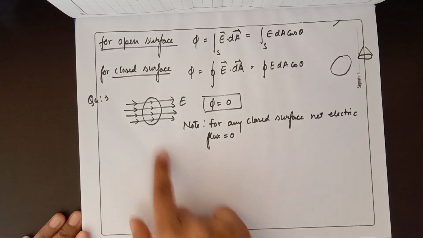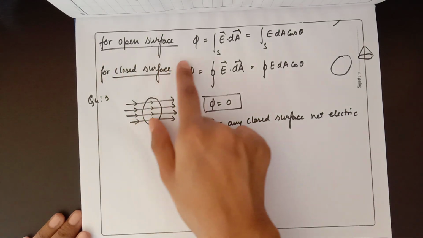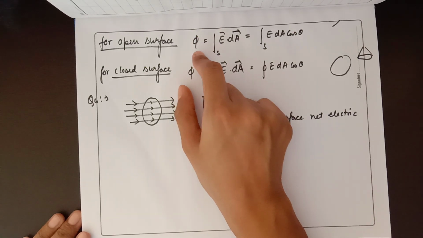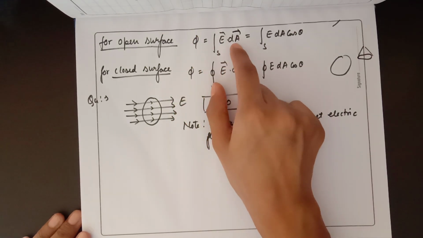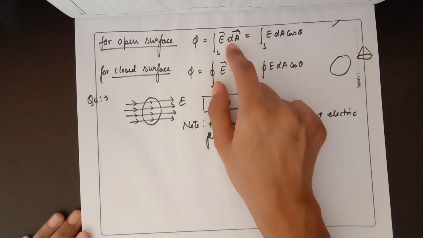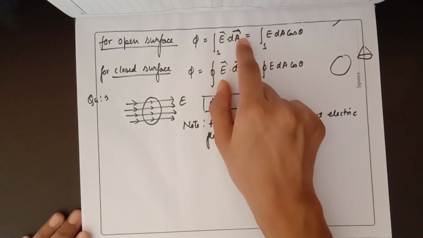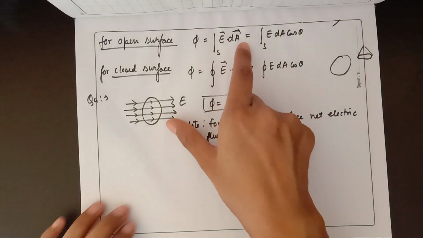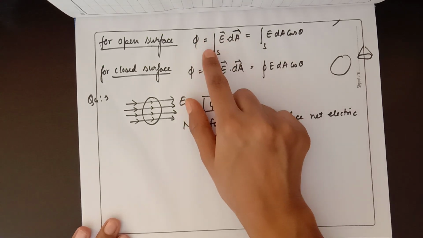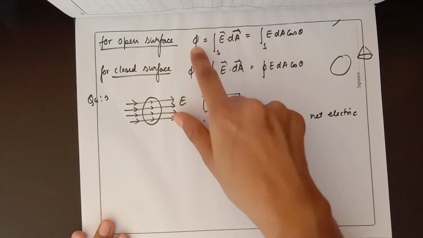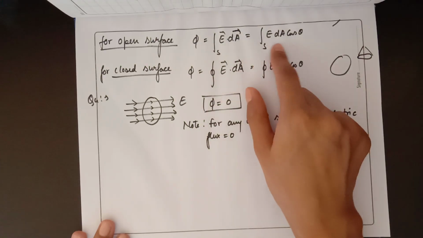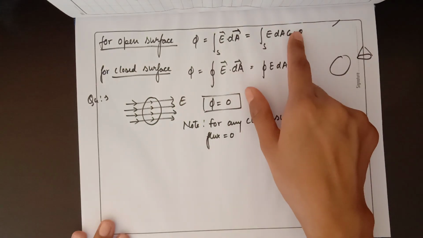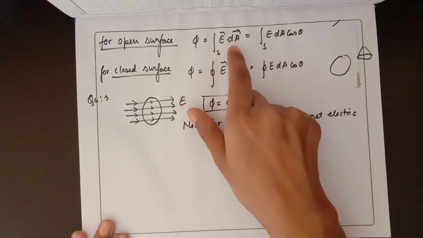Yesterday we ended with this question, and we saw for any open surface, this is the sign for electric flux, and we calculate electric flux by this formula, E dot dA, or we can write it as E dot ds, where dA or ds represents the area component. So the dot product of the electric field and the area component gives us the flux. So for any open surface, phi is equal to the integration of E dot dA, or we can write the dot product as E dA cos theta, where theta is the angle between the electric field and the area vector.